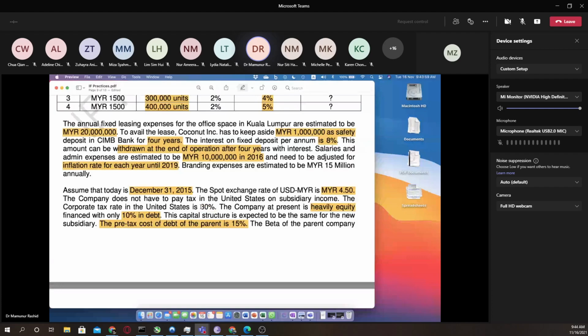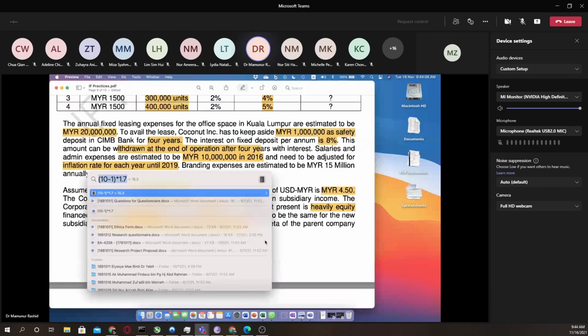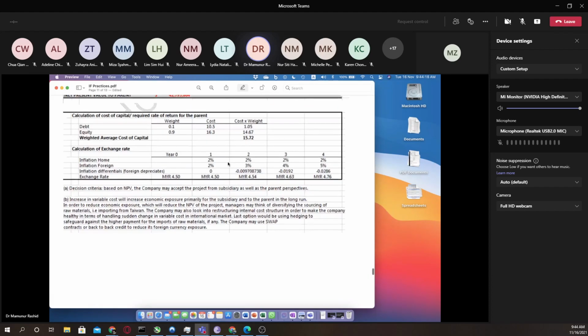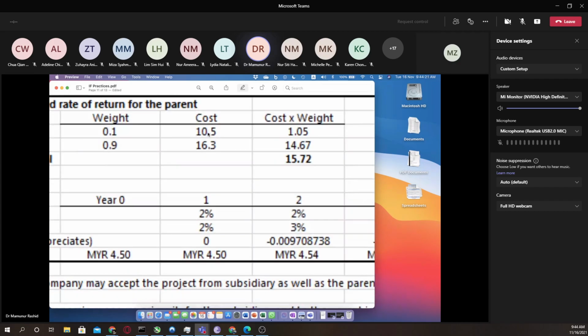It's written here. Okay, so you will just take 70% of 15%. After deducting 30%, you need to consider 15% multiplied by 70%, which is 10.5%. You can see that already, 10.5%. So let us see whether it is 10.5%. Exactly, it is 10.5%. So weighted average cost of capital, weight of debt is 10%, cost of capital is 10.5%.